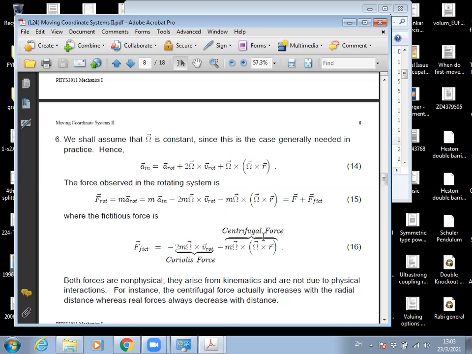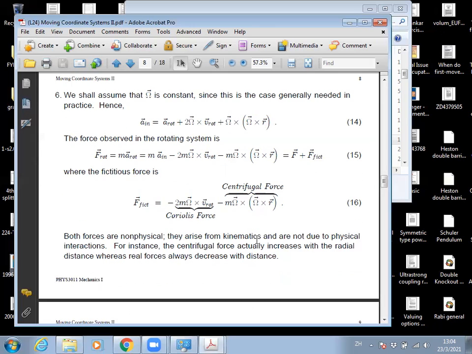Say, for example, gravitational force. If the two masses are separated further and further away, the force will decay to zero. How about the electromagnetic force? Again, Coulomb's force. However, this centrifugal force is very different. It grows with the separation. So that's why it is not a physical force. It is a fictitious force, all right?